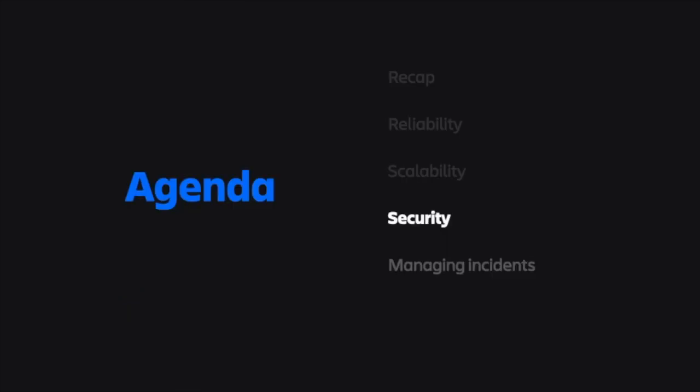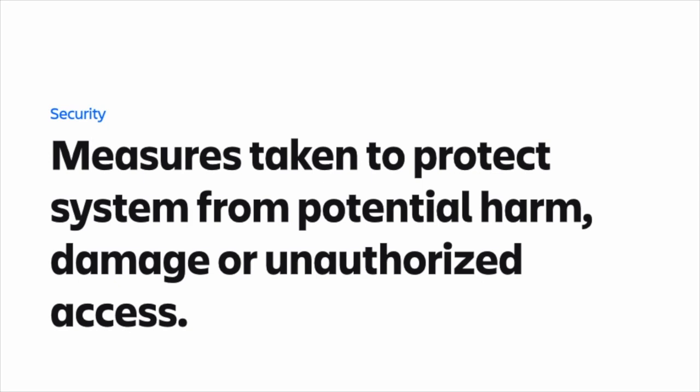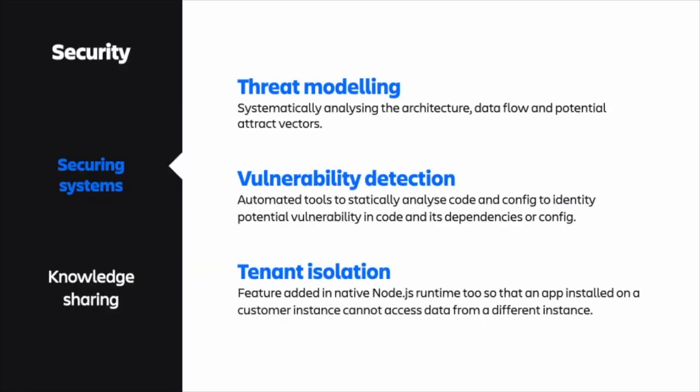Next, let's look at security. We had an awesome talk by Joe right before this, where security was described as measures taken to protect a system from potential harm, damage, and unauthorized access. And Joe touched on threat modeling. To talk in depth about threat modeling, it is done before development of a new feature even starts, where we sit down with the security team and systematically analyze the architecture and the data flow of the new feature being built to identify the potential attack vectors, so that we can manage them.